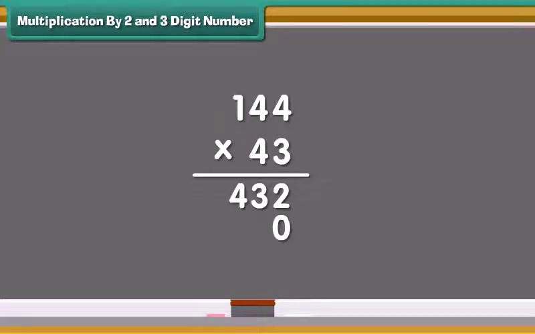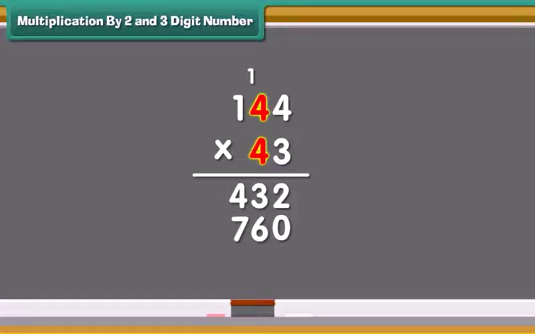Now add a 0 on 1's place and multiply 4 with the number on 1's place. 4 times 4 is 16. Write 6 in 10's place and carry the 1 forward to the 100th place. Multiply 4 with the number 4 on the 10's place and add 1 which was carried forward.